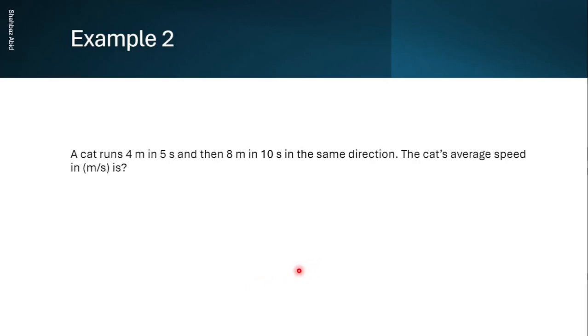Let's see example 2. A cat runs 4 meters in 5 seconds and then 8 meters in 10 seconds in the same direction. The cat's average speed in meter per second is? Please pause this video and try to solve this problem.